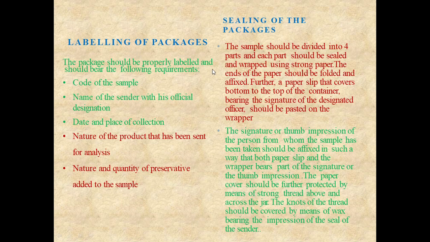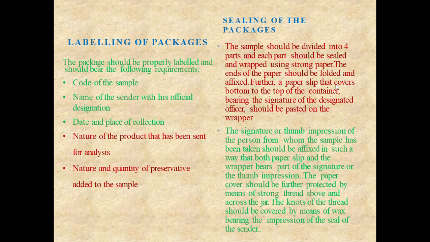And labeling of packaging. The package should be properly labeled and should bear the following requirements: code of sample, name of sender with his official designation, date and place of collection, nature of the product that has been sent for analysis, nature and quantity of preservative added to the sample, and sealing of the packages. The sample should be divided into 4 parts. Each part should be sealed and wrapped using strong paper, and the end of the paper should be folded and affixed.